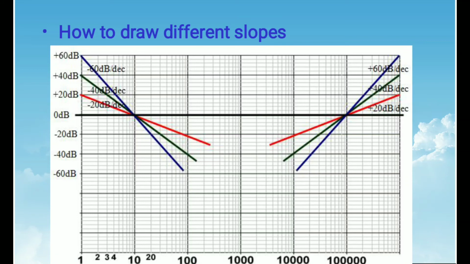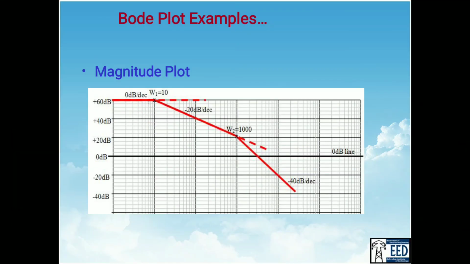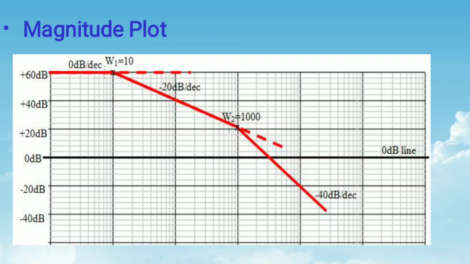Now how to draw the different slopes? There are particular slopes which can be drawn on a 0 dB line. From plus 20 dB to 0 dB, that is a slope of minus 20 dB. From plus 40 dB to 0 dB, that is a slope of minus 40 dB. From plus 60 dB to 0 dB, that is a slope of minus 60 dB. So in this way you can draw the magnitude plot. So this is the magnitude plot for the given example.